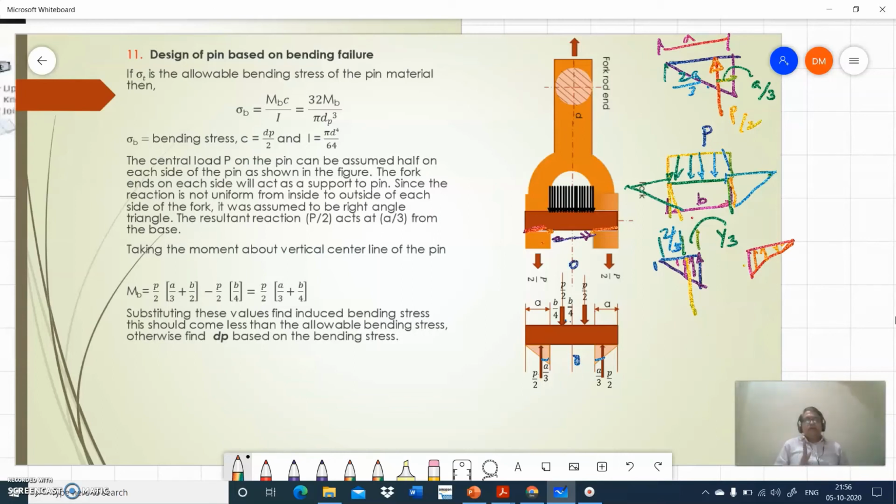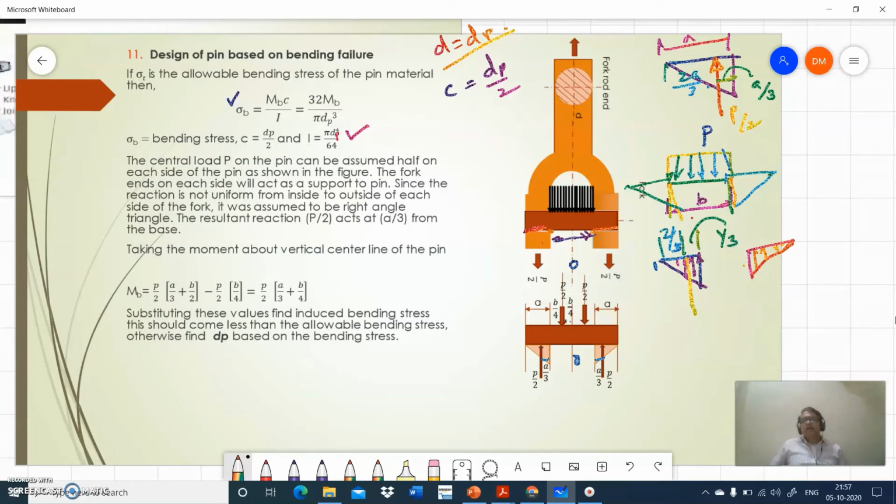So you can take the moment about the center. Sigma b is equal to Mb into c upon I. What is Mb? Bending moment. And c is equal to dp upon 2, where dp is the diameter. And I is equal to pi d raised to 4 upon 64. Here you can take d or dp, both are one and the same. Since dp is the diameter of the pin, I can rewrite as pi dp raised to 4 upon 64.